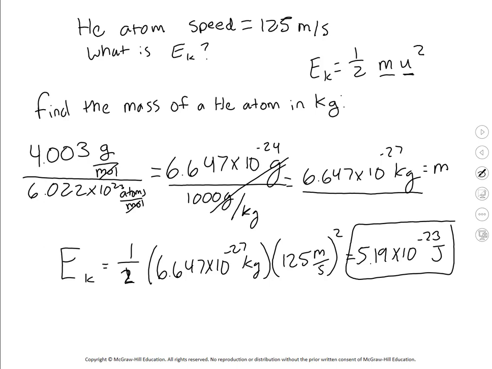Yes? Do you know what the average speed of a helium atom is at STP? Not off the top of my head, no.